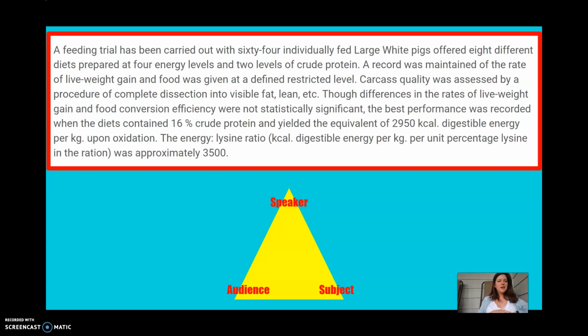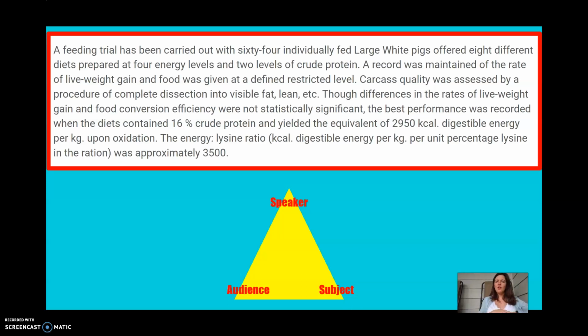So this one reads, a feeding trial has been carried out with 64 individually fed large white pigs offered 8 different diets prepared at 4 energy levels and 2 levels of crude protein. A record was maintained of the rate of the live weight gain, and food was given at a defined restricted level. Carcass quality, sorry, I'm a bit of a vegetarian, this is a little rough for me. Carcass quality was assessed by a procedure of complete dissection into visible fat, lean, etc.